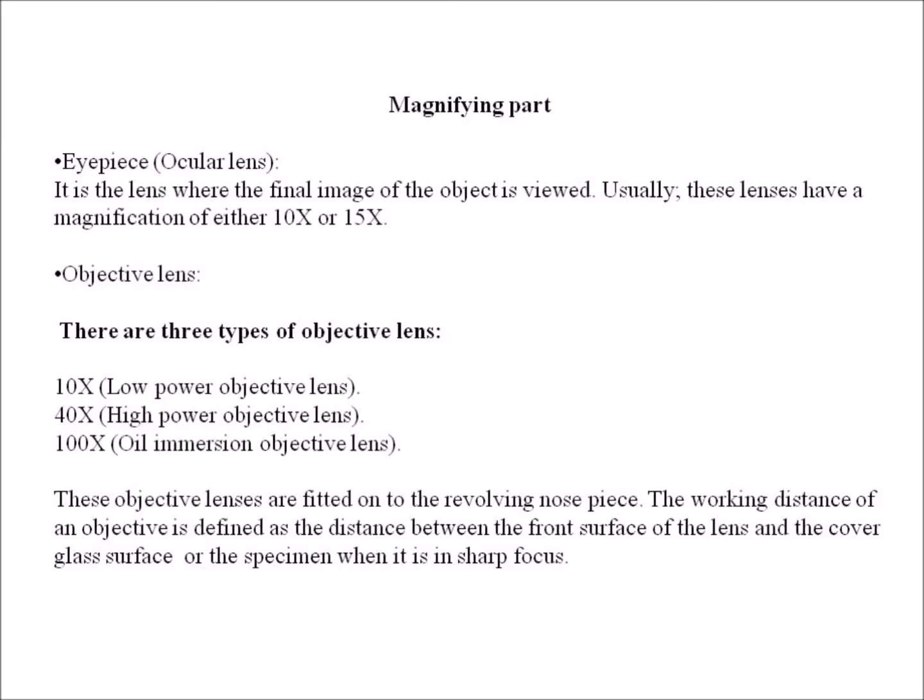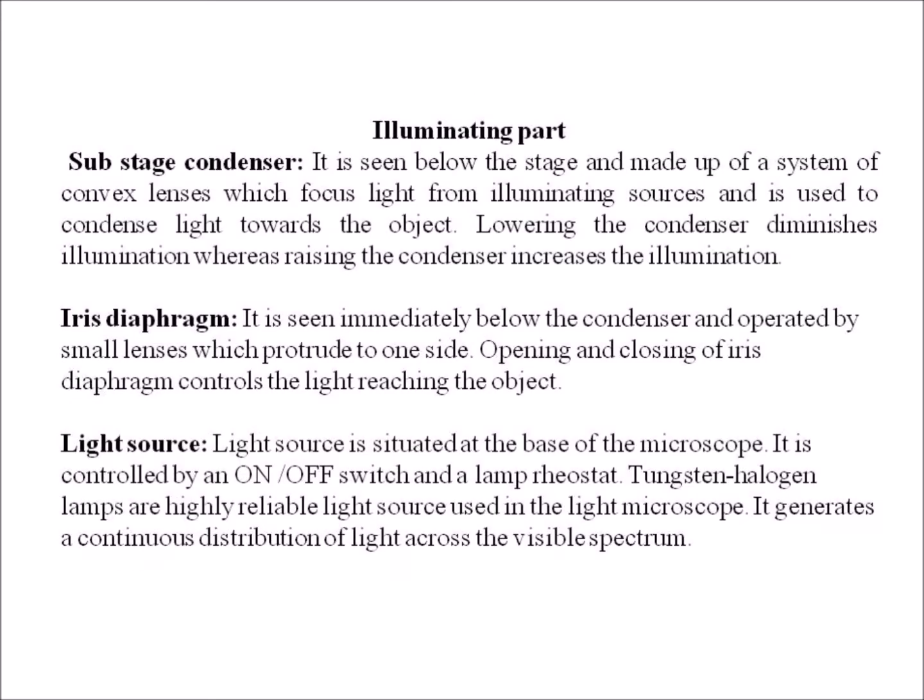Second one is the magnifying part. It consists of the eyepiece or ocular lens. It is the lens where the final image of the object is viewed. Usually these lenses have a magnification of either 10x or 15x. Next one is the objective lens. There are three types of objective lens: 10x low power objective lens, 40x high power objective lens, and 100x oil immersion objective lens.